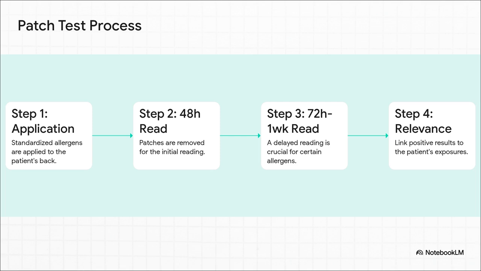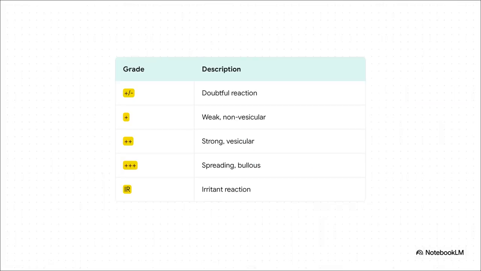And always remember, a positive test is just a piece of data. The final critical step is linking it back to the patient's real-world exposures. Now, to make sure that a positive in our clinic means the exact same thing as a positive anywhere else in the world, we use the international grading system. This gives us a shared, common language for everything from a faint little blush of a reaction to an absolute volcano. So let's really calibrate our eyes to these grades.